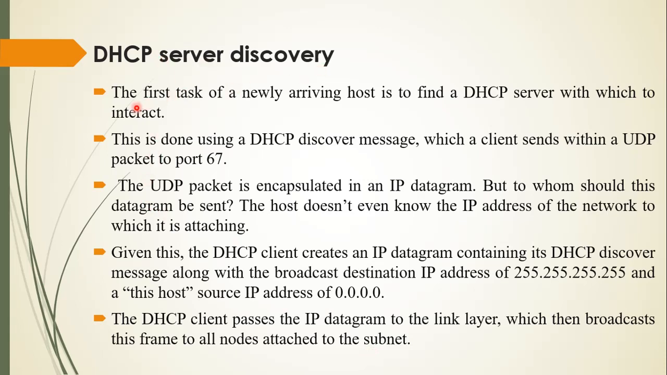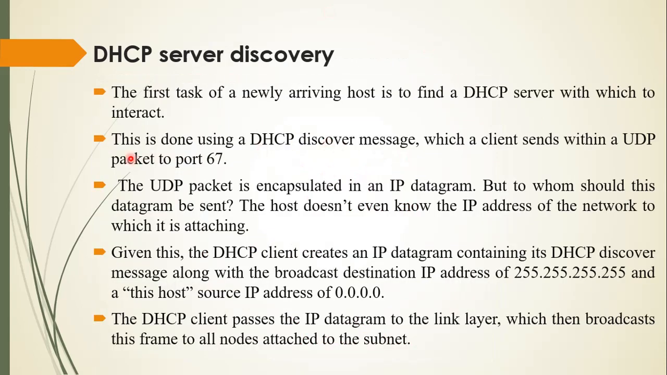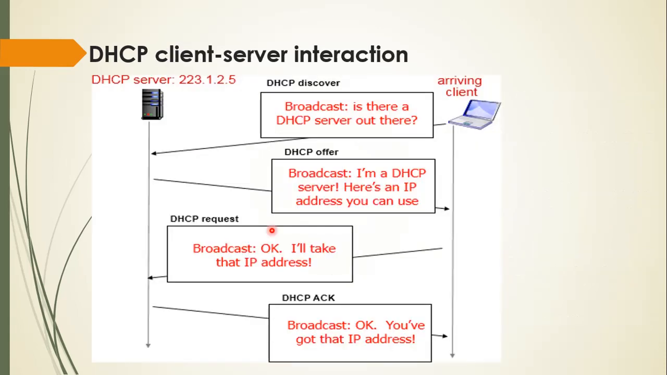DHCP server discovery. The first task of a newly arrived host is to find a DHCP server with which to interact. This is the explanation of this diagram. This is done using a DHCP discovery message, which the client sends within a UDP packet to port number 67. The UDP packet is encapsulated in an IP datagram, but to whom should this datagram be sent? The host doesn't even know the IP address of the network to which it is attaching.